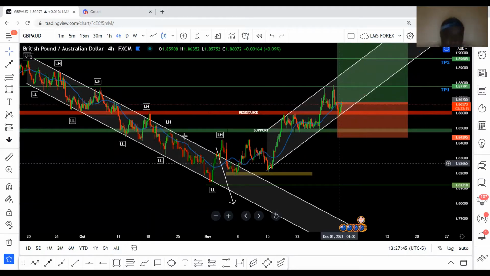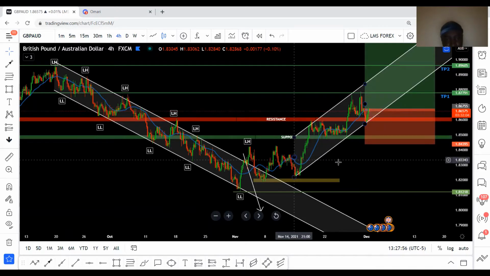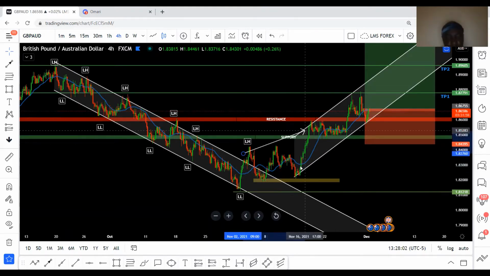Why? Because once we have a lower high created, if it continues the downtrend, it means that every lower high should respect the previous lower high. So when the price made this move right here, when the price made this move, you see this move?